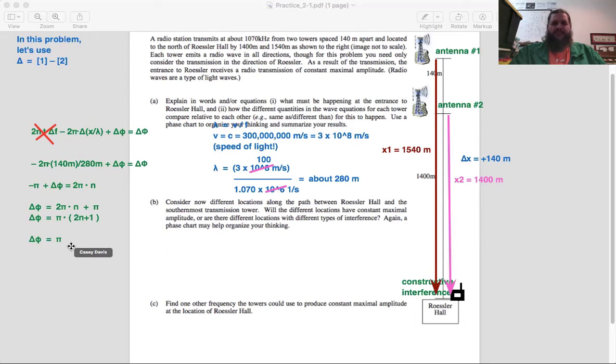Wait, so we're still getting constructive interference, but it's just that phi naught is pi, right? Yeah, or the difference in phi naught is pi. That is, the two antennas are out of sync by half a cycle. And I think a good way to think of this is that if you look at the two components to the total phase difference, you've got the difference in path length and the difference in phase constant. The difference in path length is an extra 140 meters. How much of a cycle is that?